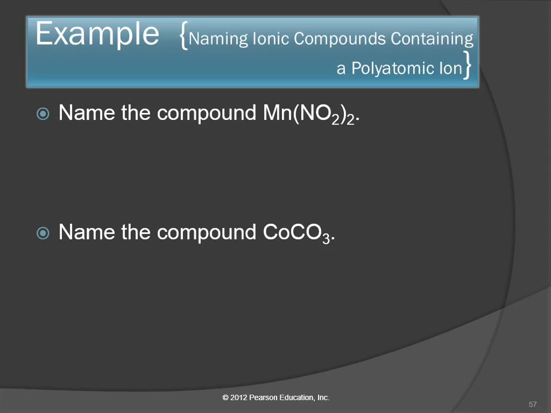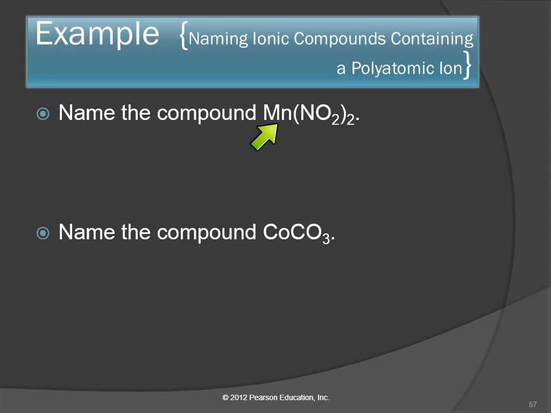Okay, so let's name some compounds containing polyatomic ions. So we look at this guy and we think, wow, there's a lot of letters and numbers and stuff in there. Ionic compounds have 2 ions, only 2. So you break this big mess into 2 pieces, and you name the first one and you name the second one.